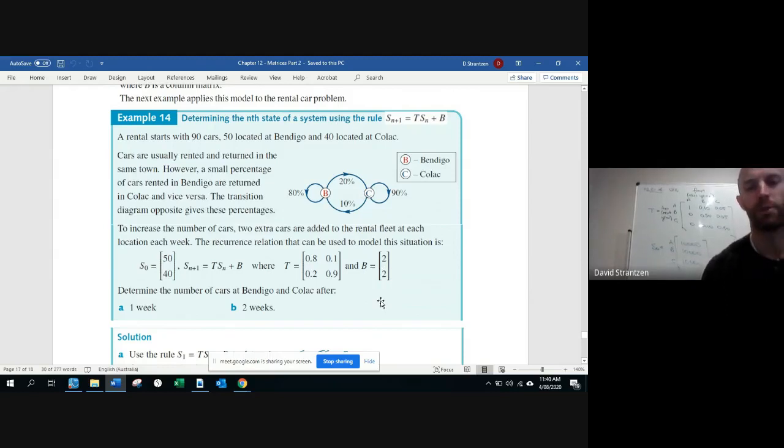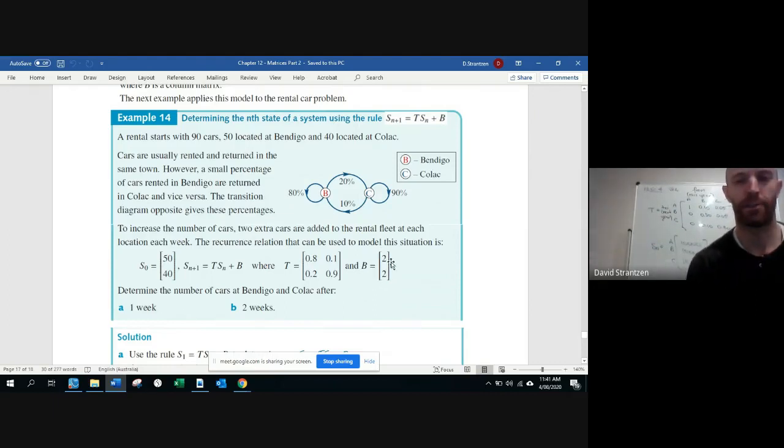Now, if we were reducing the number of cars, then my matrix B would have some negative numbers in it. If I was removing 1 car from each branch each week, then the numbers would be -1 and -1. The top -1 would be reducing the number of cars at Bendigo by 1, and the bottom one would be reducing the number of cars in Colac by 1. So this is what we've got to work with.